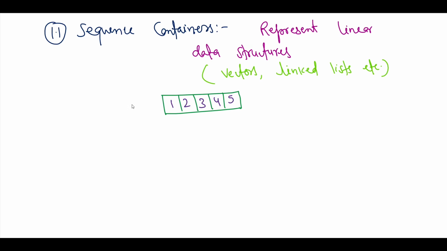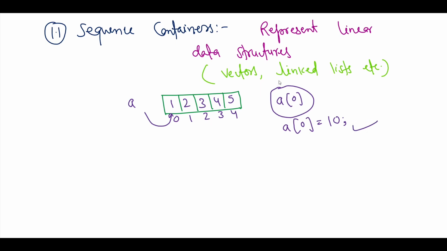And suppose its name is A, then you can access these elements using indexing like this: this element is on 0th index, this is on first index, second, third, and fourth. So if you want to access this 0th element, you have to use it like this. If you want to assign some new value to this element, you have to do something like this, and then you can assign 10 or any other value to this, right?